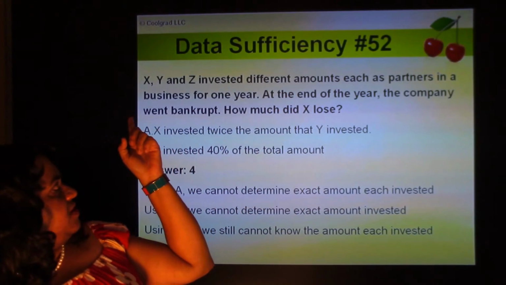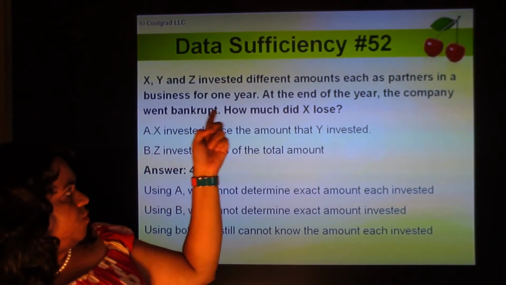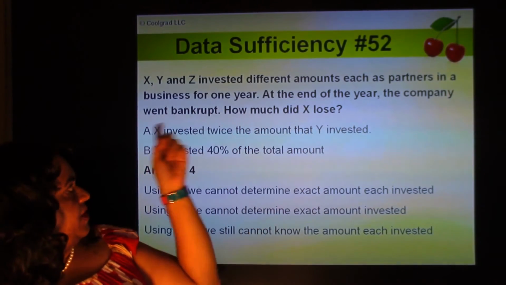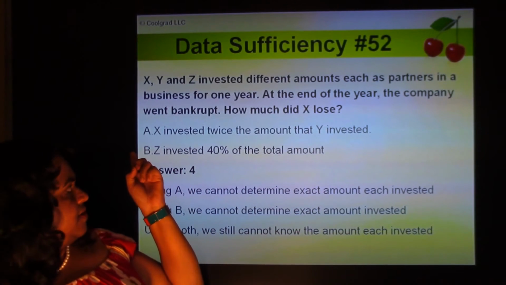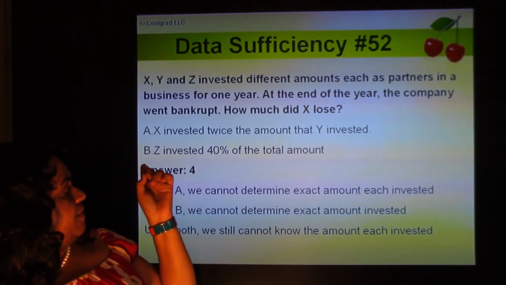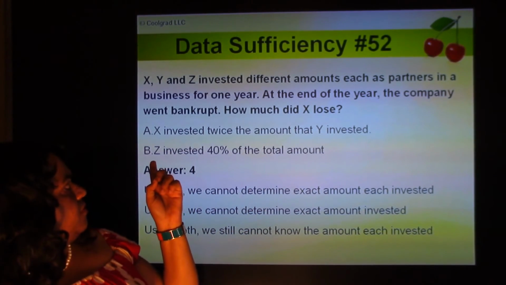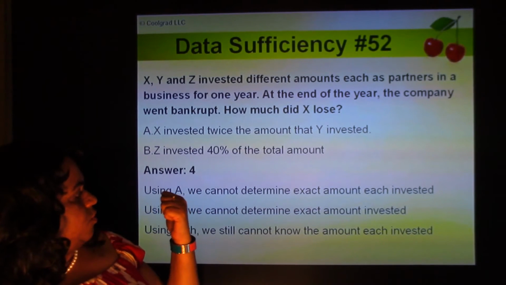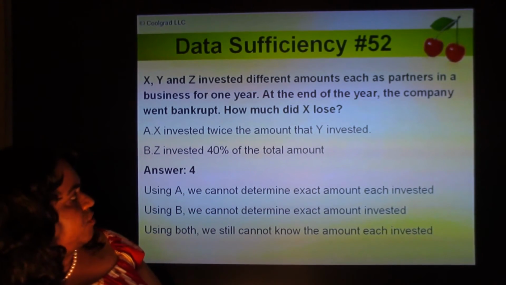Question 52. X, Y, and Z invested different amounts each as partners in a business for 1 year. At the end of the year, the company went bankrupt. How much did X lose? Statement A. X invested twice the amount that Y invested. Statement B. Z invested 40% of the total amount. So using statement A alone, we cannot. X invested twice the amount that Y invested.